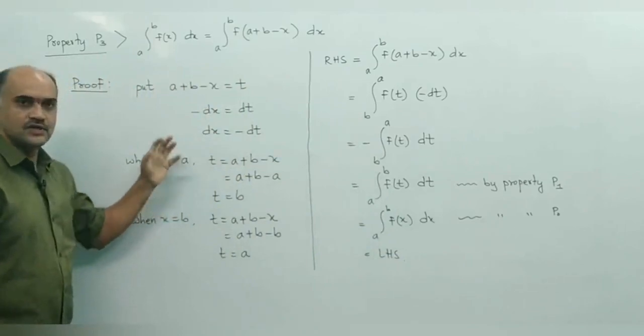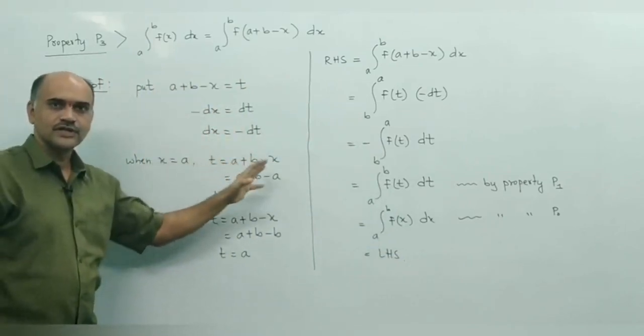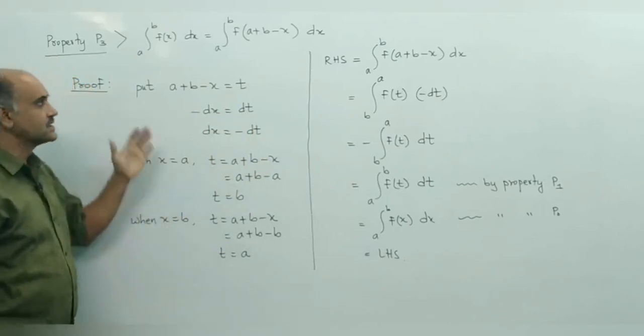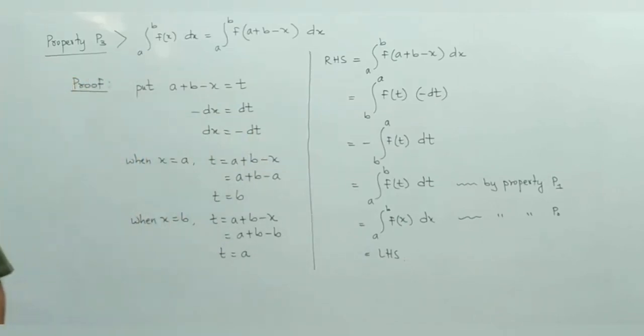Clear, students? So these properties, either for 3 or 4 marks he will ask, and along with this a problem will be there. Now we will go for the next property.